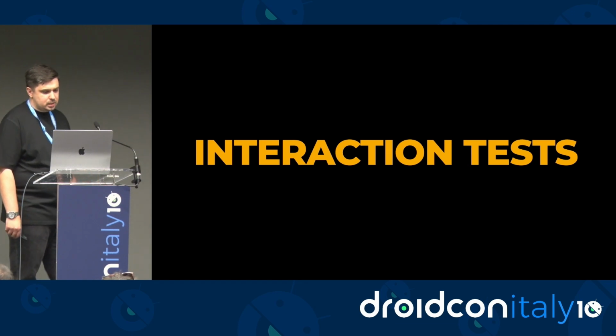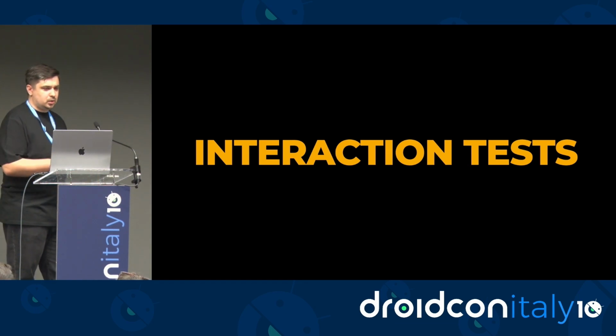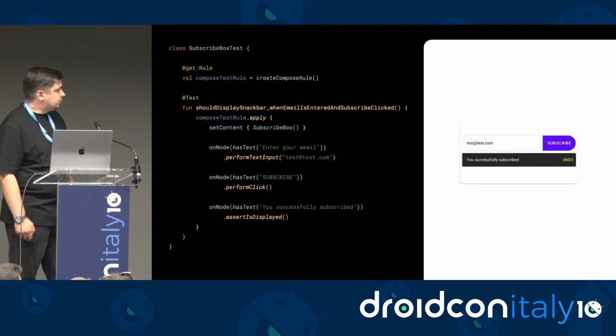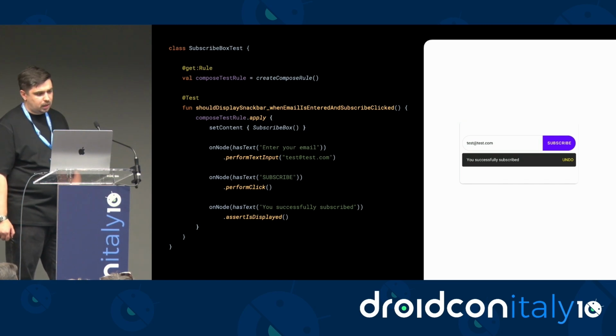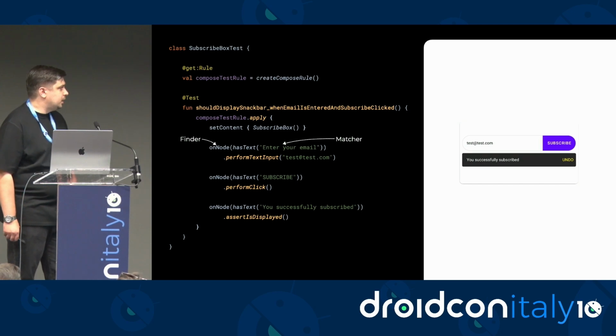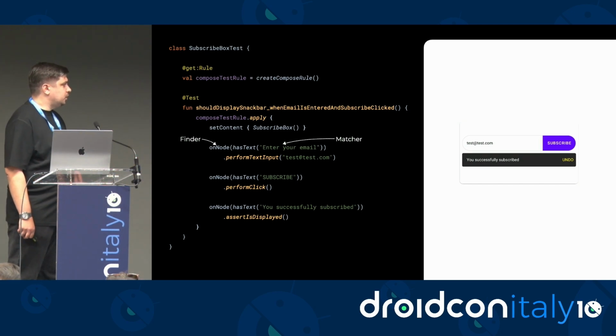So let's start with interaction tests. It means the type of test when we interact, enter some data, verify some data, and do such types of activities. Right now, let's explore how we can write a simple UI test with the Compose UI test framework. First of all, we need to have a rule, and later on, we need to find an element on the screen. To find an element on the screen, we need to use a combination of finder and matcher.